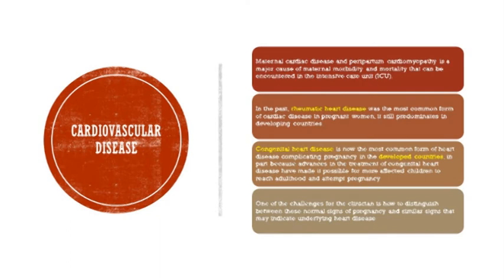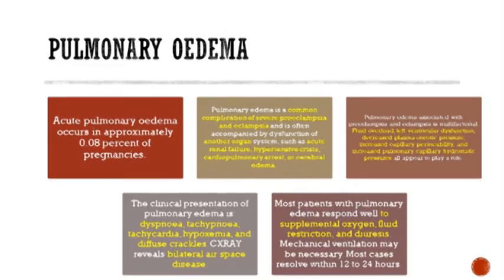So looking at cardiovascular disease, maternal cardiac disease and peripartum cardiomyopathy are a major cause of maternal morbidity and mortality encountered in the ICU. In the past, rheumatic heart disease was the most common form of cardiac disease in pregnant women, and it still predominates in developing countries. However, congenital cardiac disease is now the most common form of cardiac disease complicating pregnancy in the developed countries, in part because advances in the treatment of congenital heart disease have made it possible for these children to reach adulthood and attempt pregnancy. One of the challenges for the clinician is how to distinguish between these normal signs of pregnancy and similar signs that may indicate underlying cardiac disease.